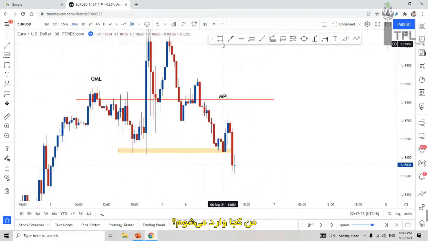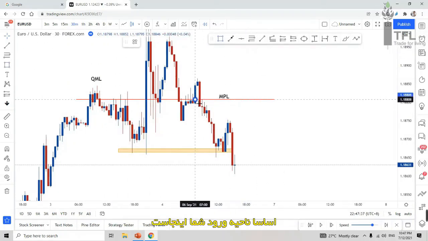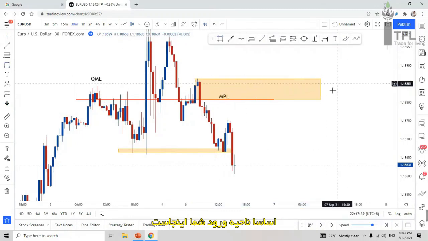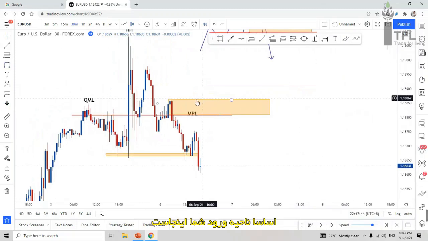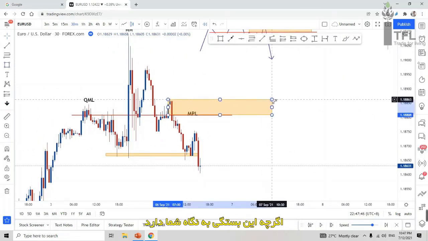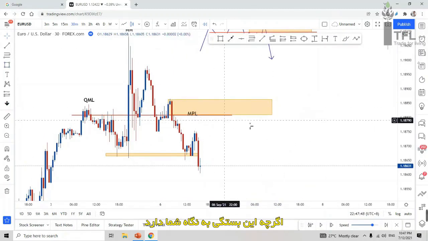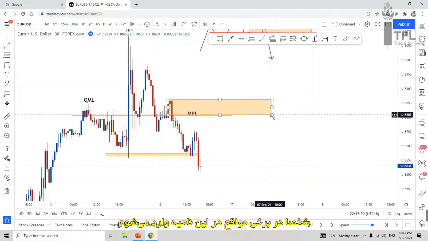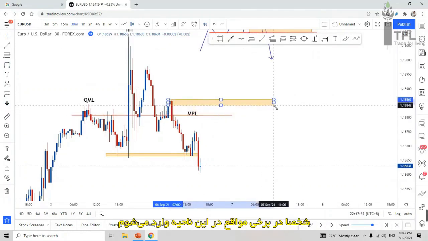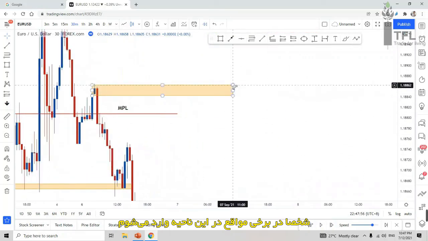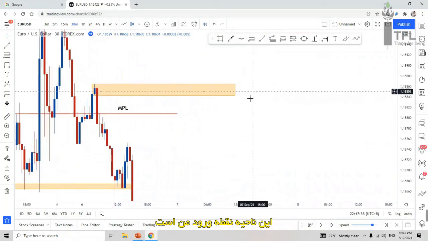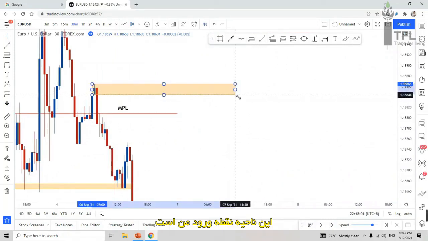So where do I enter? Basically your entry area is over here. Your entry point is over here. However, it depends on how you look at it. So sometimes I might place it just like this. This is my entry zone.